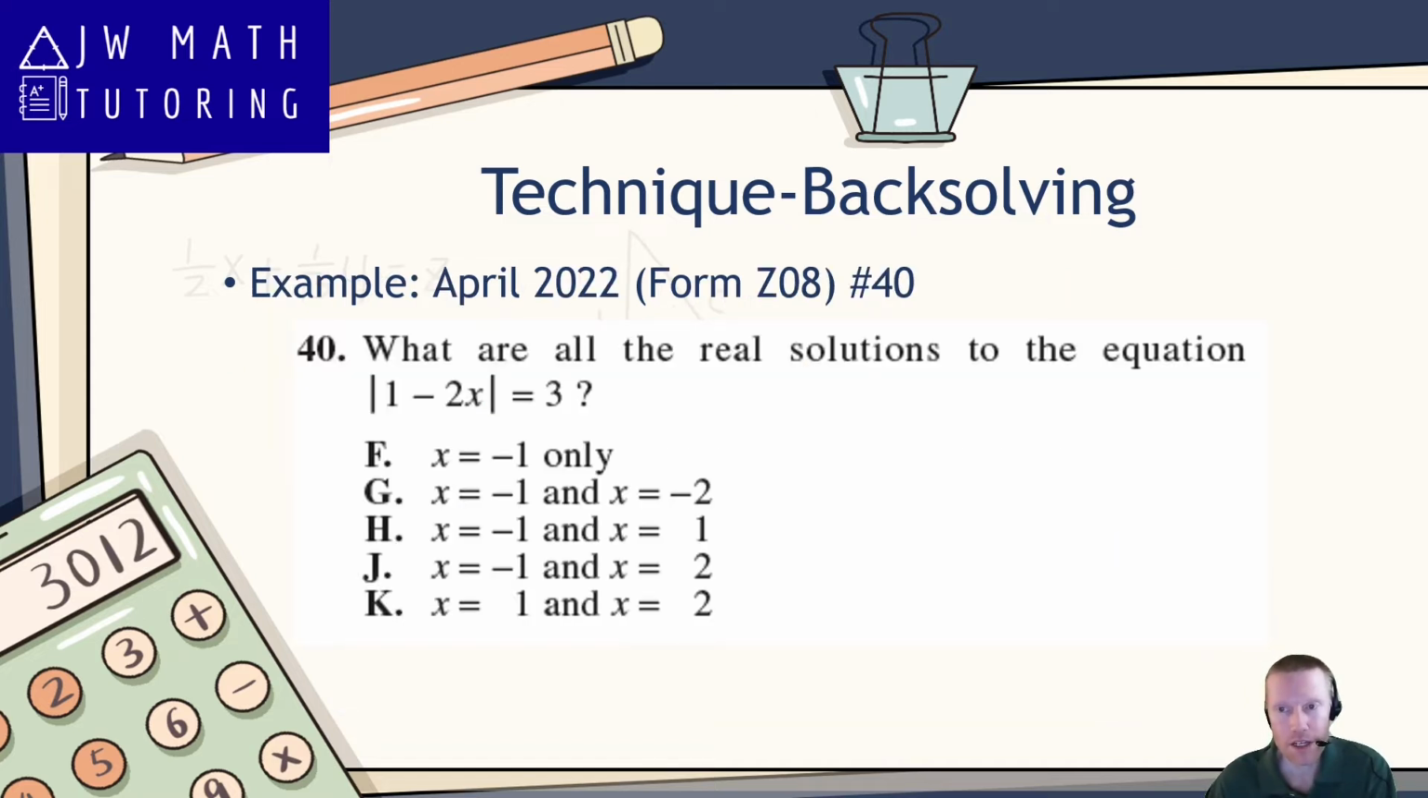All right, so now let's take a look at another example problem. This is again from an April 2022 test. It is from form Z08, problem number 40. And this is basically an absolute value equation.